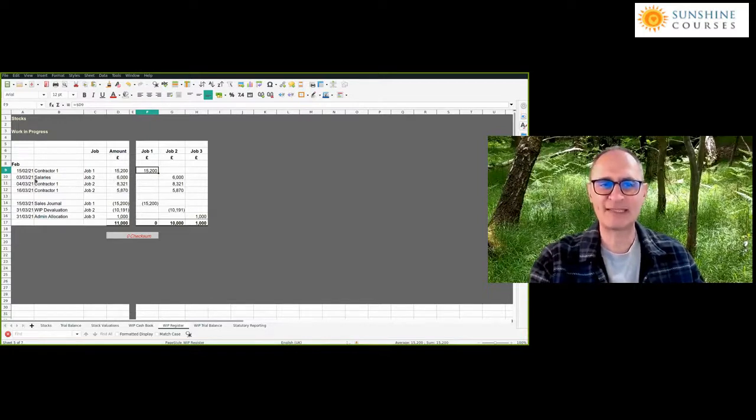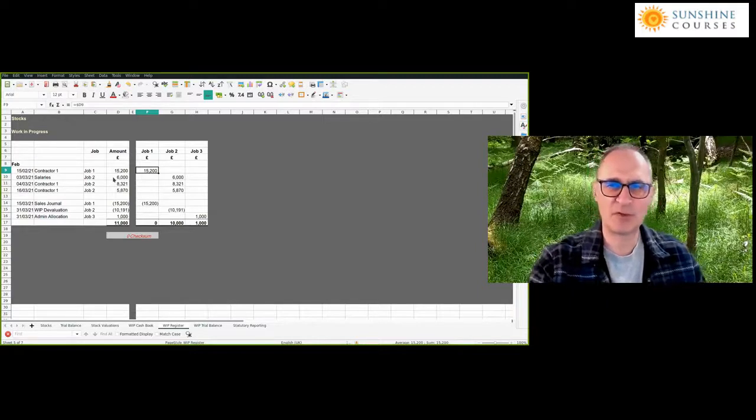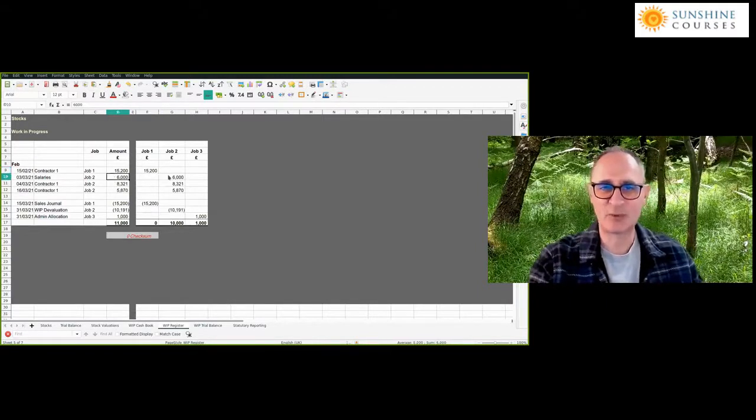If you remember our salaries in March, we spent out £10,000, of which £4,000 was admin. £6,000 went to job 2. Then we paid the contractor 2 more amounts, on the 4th of March and the 16th of March. We sold, we invoiced on the 15th of March.